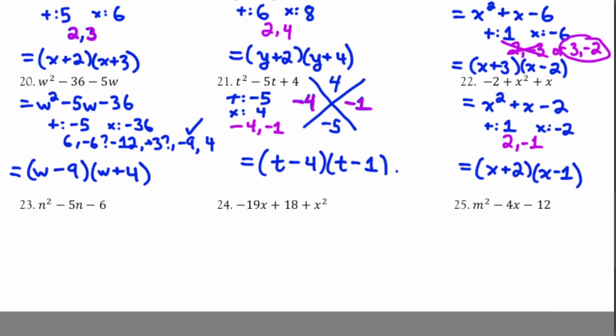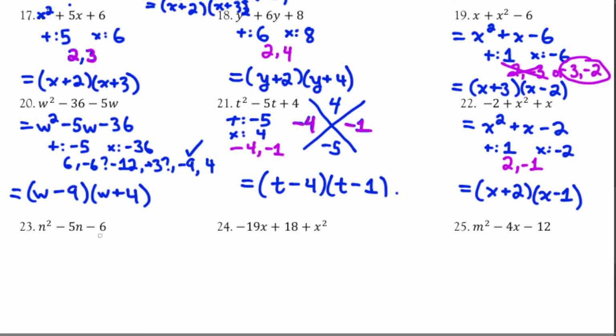Let's look at 23. 23 is all about n. That's fine. Our two numbers need to add up to negative 5 and multiply to negative 6. If they multiply to negative 6, I need one to be positive and one to be negative. So it's not negative 2 and negative 3. Negative 2 and negative 3 add up to the right amount, but they don't multiply to negative 6. Negative 2 times negative 3 is positive 6. So I need a different set of numbers.